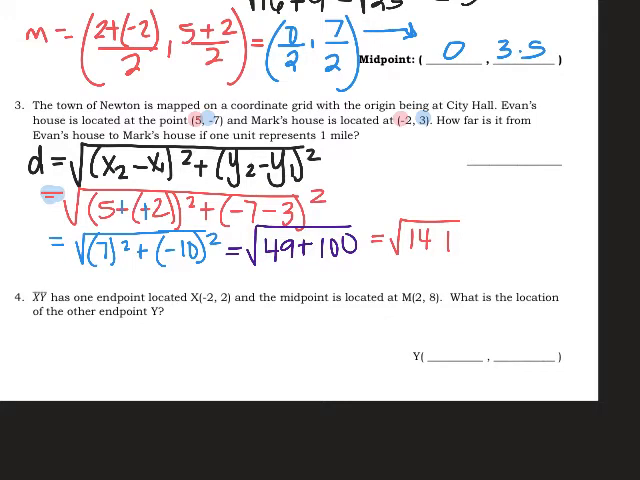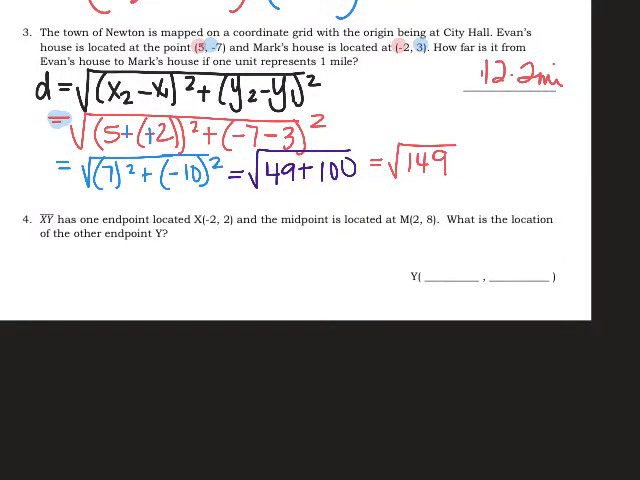What is it? Oh, 149. Thank you. What's the square root of 149? 12.2. So they are 12.2 miles away. All right, let's come down to the next one.